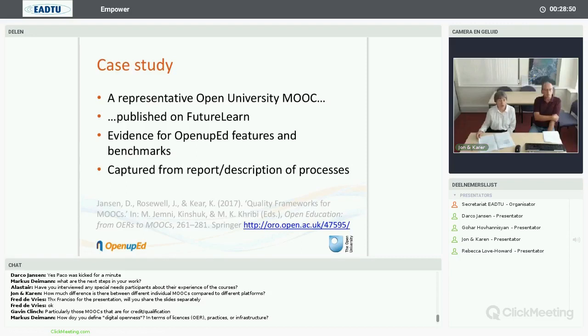We started this with an extract from a paper that three of us wrote a little while ago, a book chapter, which you can find there, and the blue link is an open access version of it if you wish to go and have a look later on. So go forward.